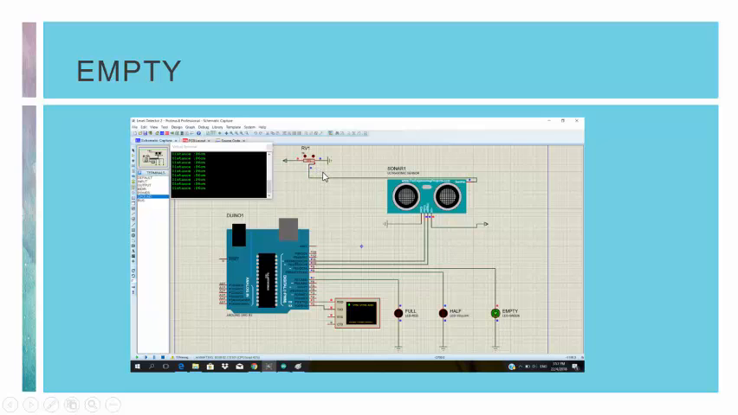Referring to this figure, when the resistor value is high, the amount of input is low and causes the green LED to turn on because it is set to detect low input. In our real project, this is the condition when the dustbin is empty.